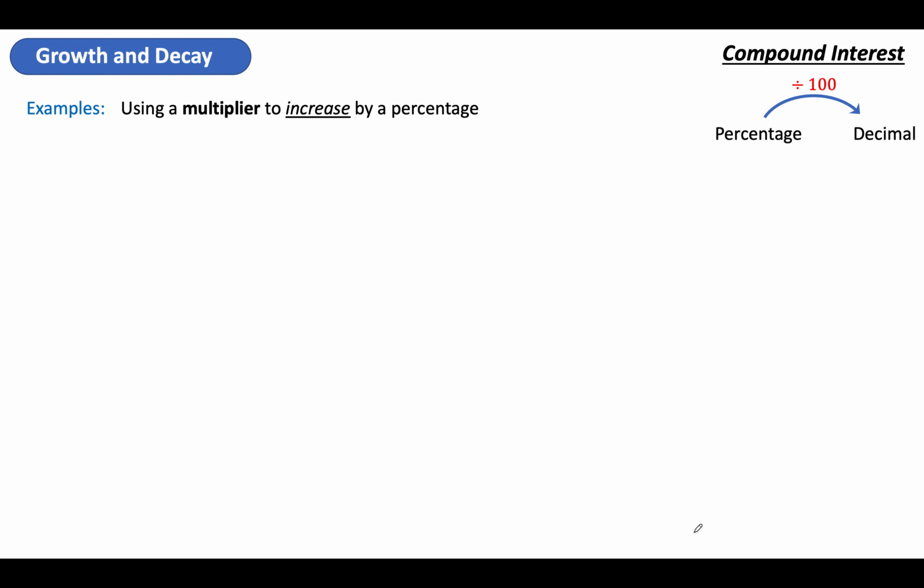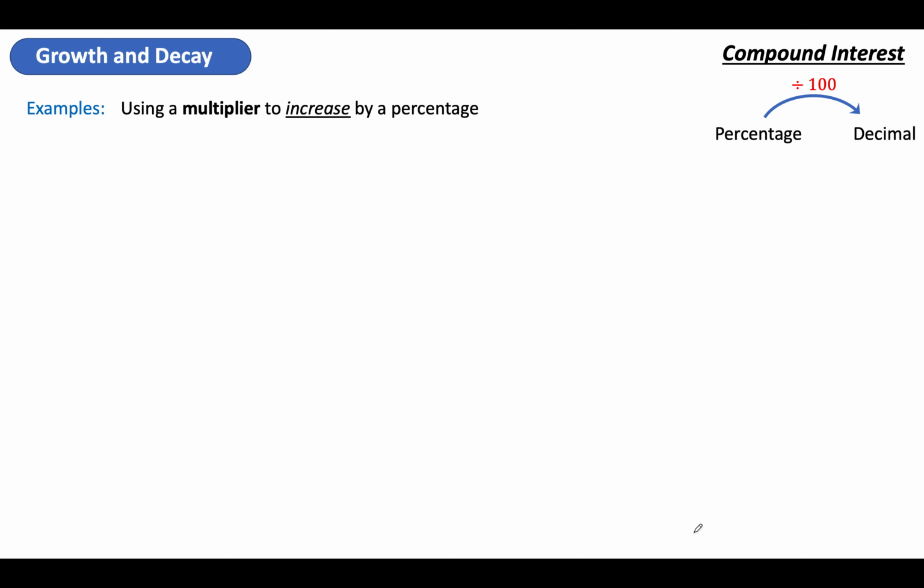Let's go back to my blue pen. So I want to increase 540. So I'm going to do 1.05 times by 540, and that will increase it. 1.05 times by 540 is 567. That's a very satisfying answer, isn't it? 567. Okay, not sure? Let's try another one.